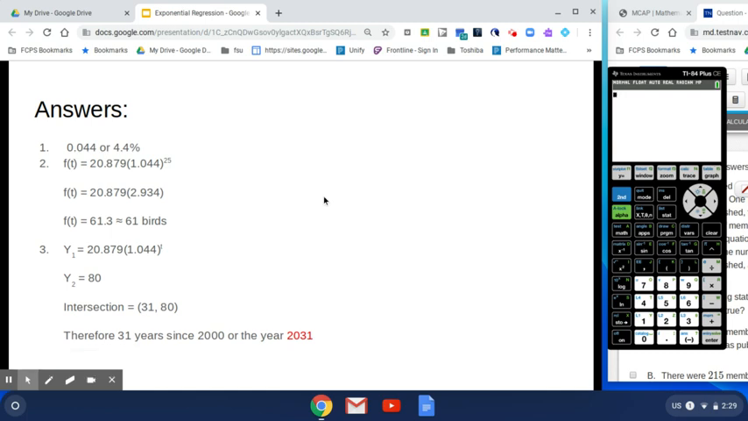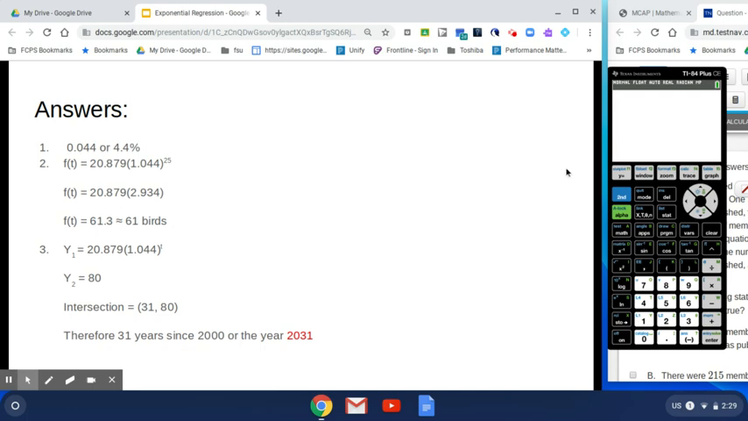Okay, for number 1, we have 4.4%. Number 2, we plugged in the value of 25. The year 2025 is 25 years since 2000. That 25 goes in for t, so f of t is equal to 20.879 times 1.044 to the 25th power. If we do that math, we get approximately 61 birds.